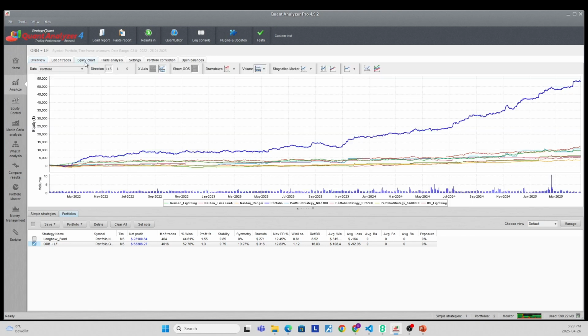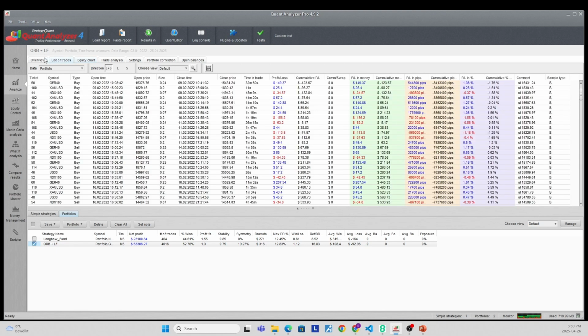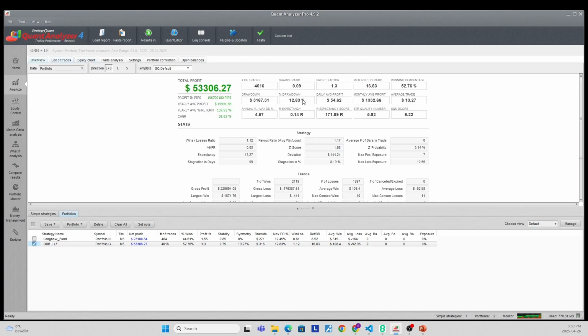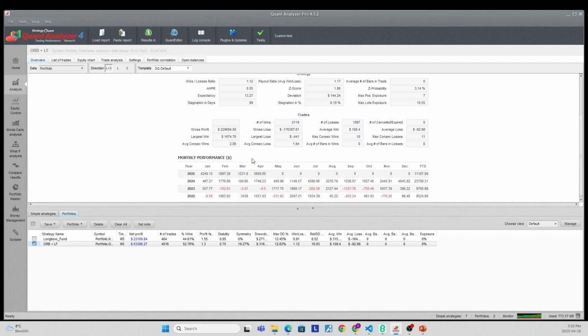This is our prop firm bundle portfolio right now, where we're running a whole bunch of different bots, and this is a backtest since 2022. We have this beautiful equity curve where, if we look at our statistics, we have a drawdown of around 13% with around a 160% annual return. So it's a phenomenal system running both our longbow fund as well as our various market open breakouts.